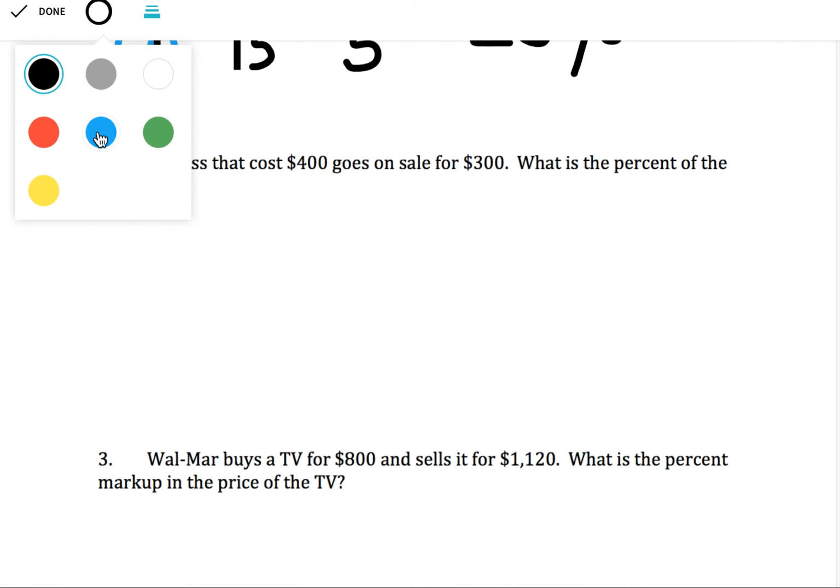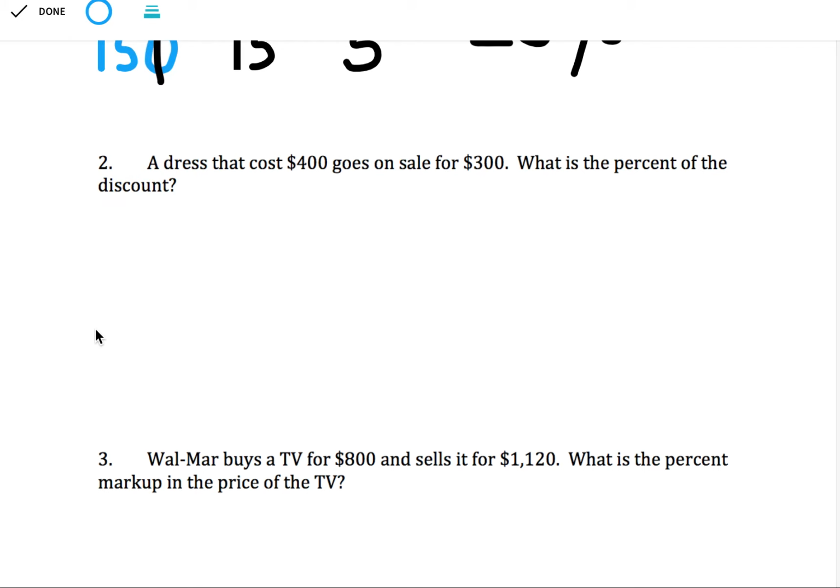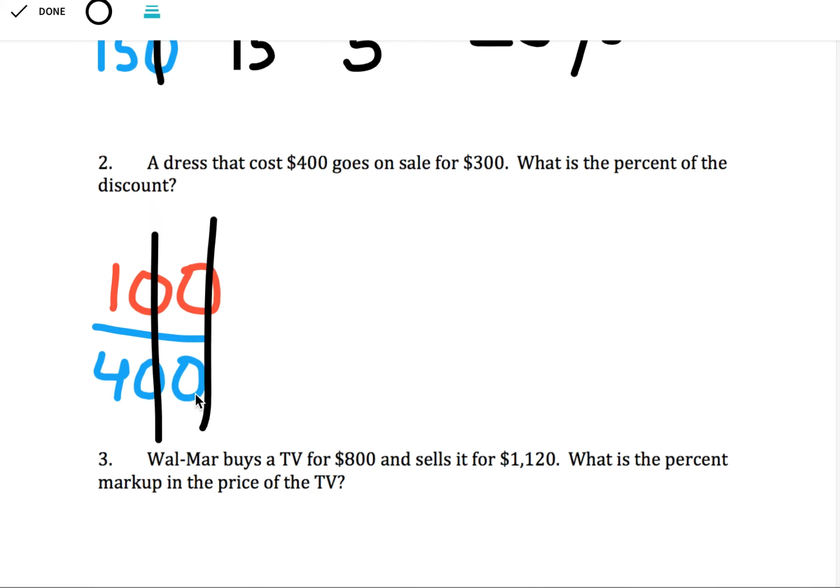Number 2, a dress that costs $400. So that's the original amount of the dress, 400. Put that in the denominator. Goes on sale for $300. So it's gone down $100. What is the percent discount? Well, 1/4 is 25%. The dress went down in price by 25%.